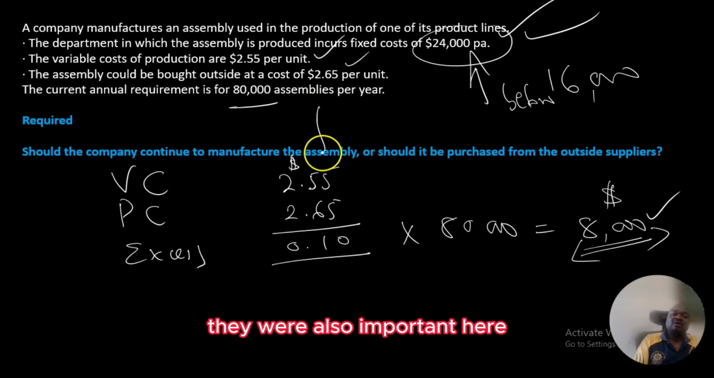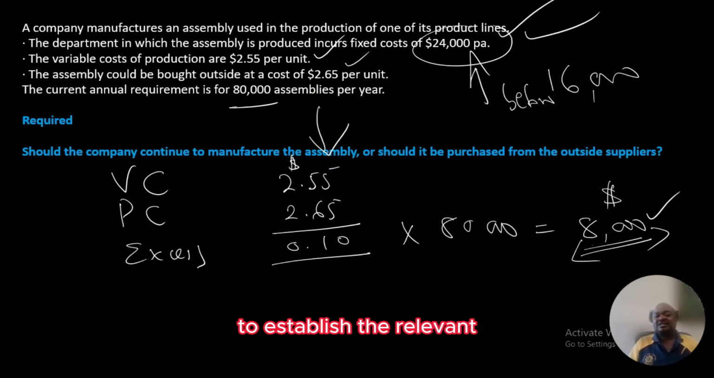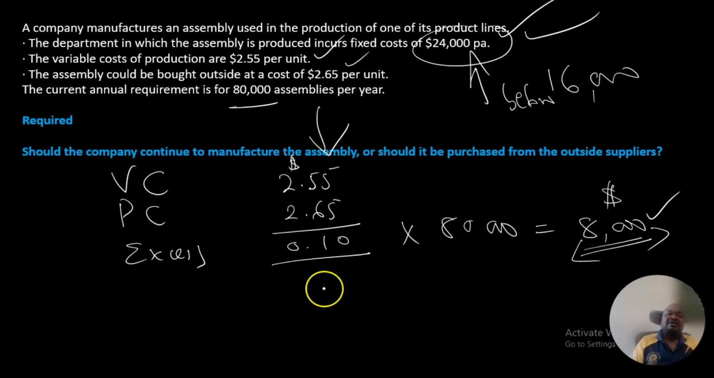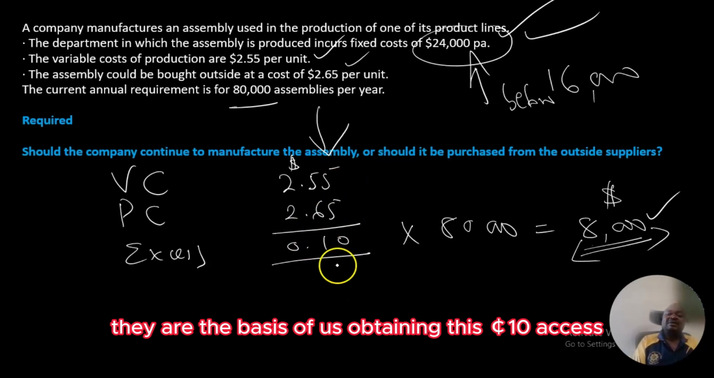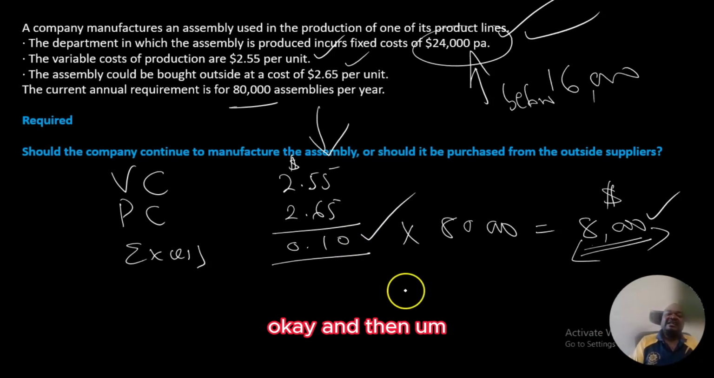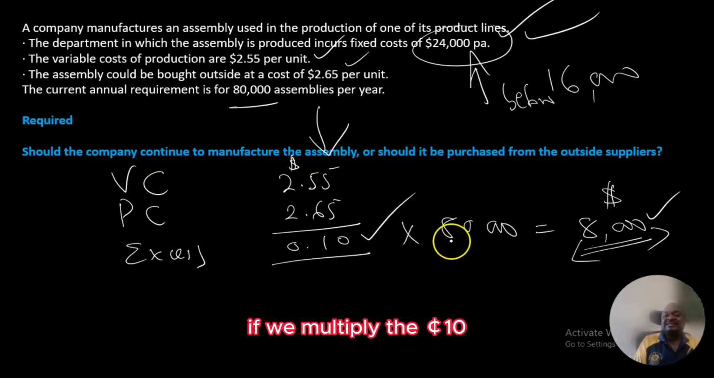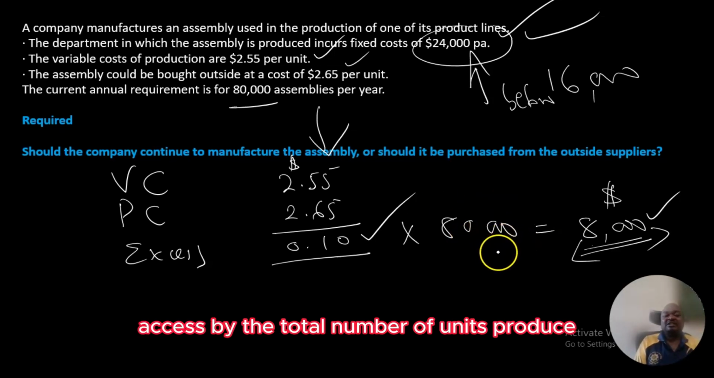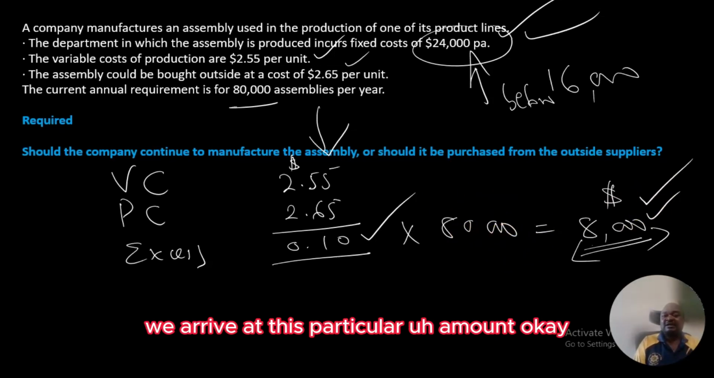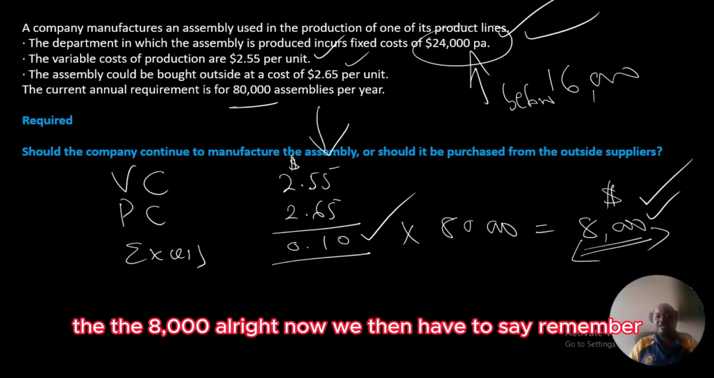They were also important here to establish the relevance. Remember, they are the basis of us obtaining this 10 cents excess, okay? And then if we multiply the 10 cents excess by the total number of units produced, we arrive at this particular amount. Okay, the 8,000. All right.